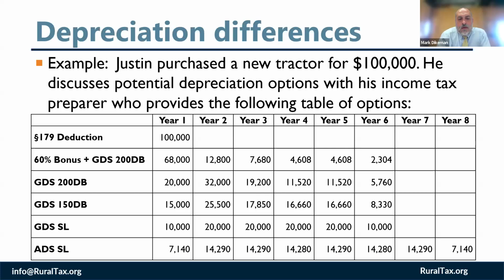Different methods. But the last item is using the alternative depreciation system. So we've stretched out the life and we're switching to straight line. So you can see a dramatic difference between taking everything with Section 179, $100,000 available there, all the way down to only taking $7,140 for that first year for ADS. So a very big range in options and depreciation available.